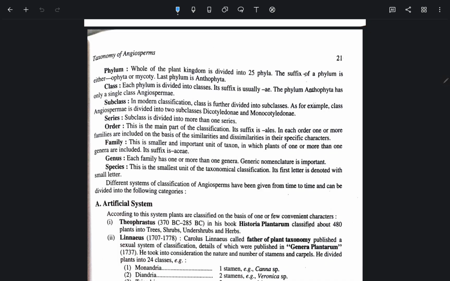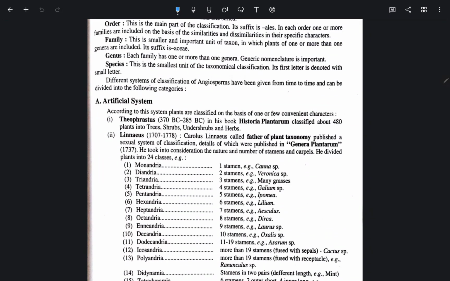Different systems of classification of angiosperms have been given from time to time and can be divided into the following categories. Artificial system: according to this system, plants are classified on the basis of one or a few convenient characters.